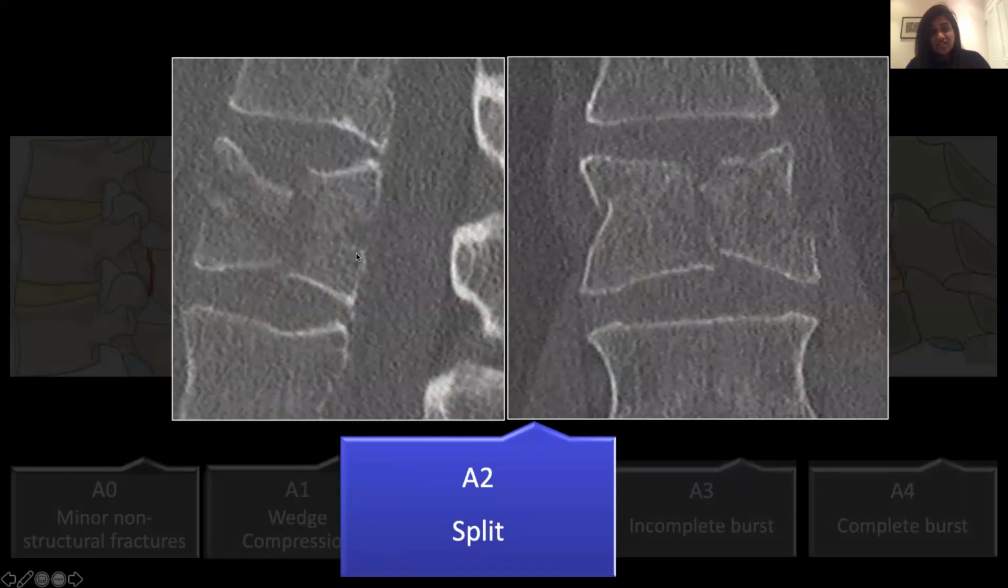So here's an example on the sagittal. You can see it involves the superior, the inferior end plate, anterior also, but their posterior cortex is intact. So there's no retropulsion, there's no canal narrowing.